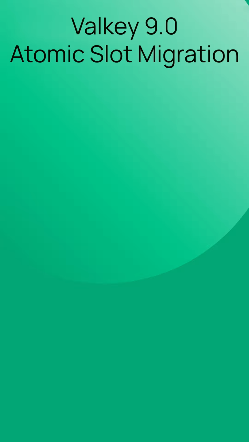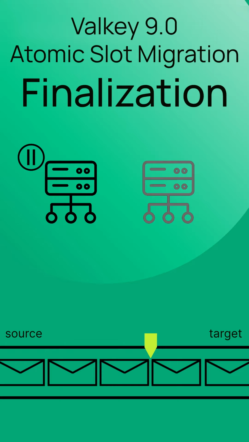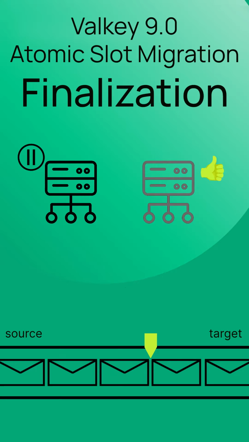Once we've flushed out the buffer completely to the TCP stack, we then pause new writes, and this is our finalization phase. We pause the whole source node to make sure that nothing new is coming in. And then we put a marker in our stream to the target node. And then the target can tell this is the point in time when the source node is completely paused and there's no new data. Then the target can take over the slot.